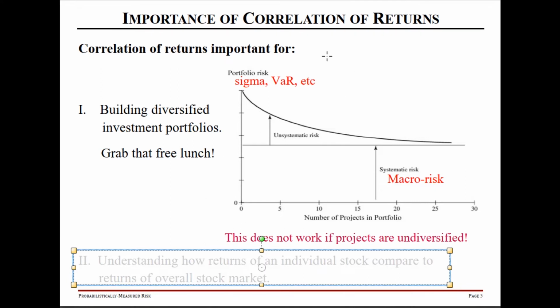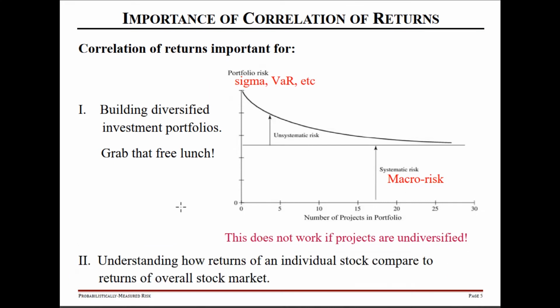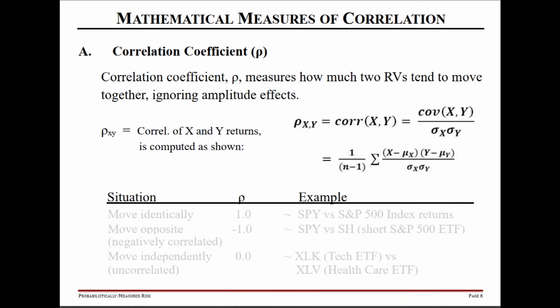So we're going to use correlations for this really big, important reason. And we're also in this chapter going to use correlations to understand how an individual stock's returns compare to the returns of the overall stock market. And we looked at some mathematical measures of correlation. The first one was the correlation coefficient. You definitely need to know what the correlation coefficient is and how it works. It measures how much two random variables tend to move together, ignoring amplitude effects.